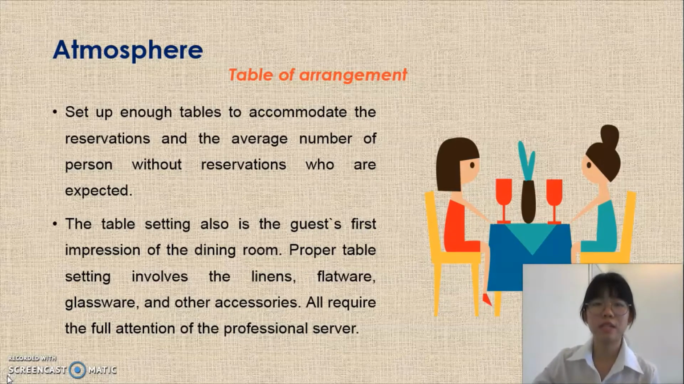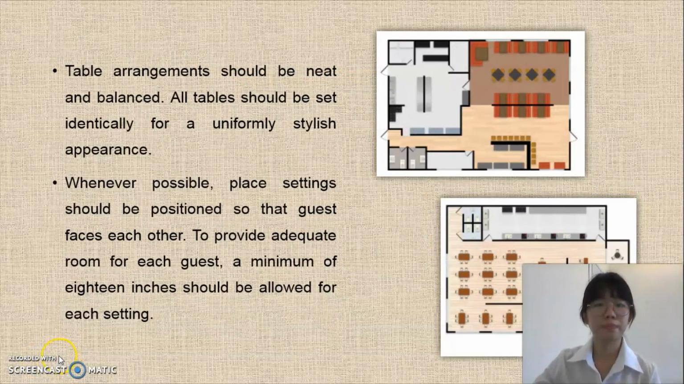So the table arrangement is important for the first impression to the guest, because when the guests visit a restaurant, they look at the layout and the tables of the restaurant, right? So the table arrangement should be neat and look comfortable. It should be neat and balanced, and all the tables should be set identically for a uniformly stylish appearance. And these two pictures are examples of the table arrangement in a restaurant.